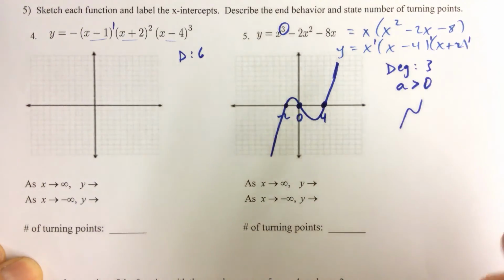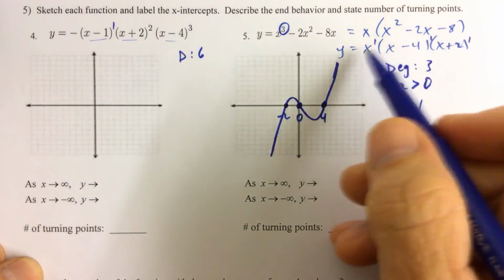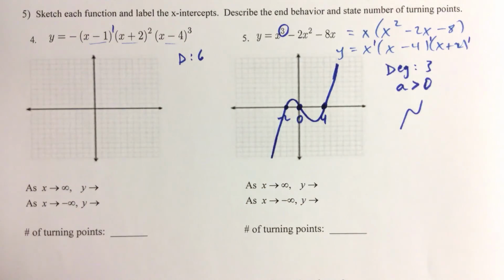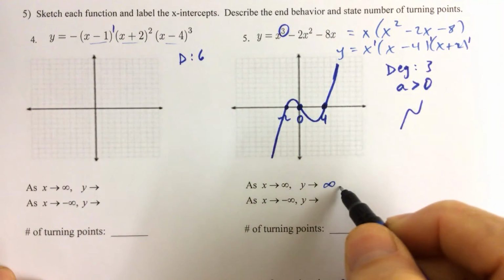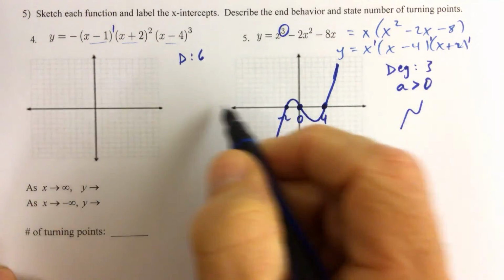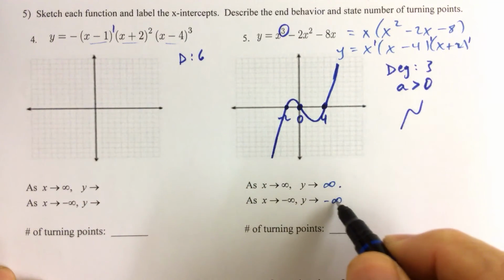And that's it. That's how we draw the graph. Factoring this polynomial is your key step on that one. And then we know that as x approaches infinity, as x goes to the right, the y values are going up toward positive infinity. As x goes to the left, the y value is going down toward negative infinity.